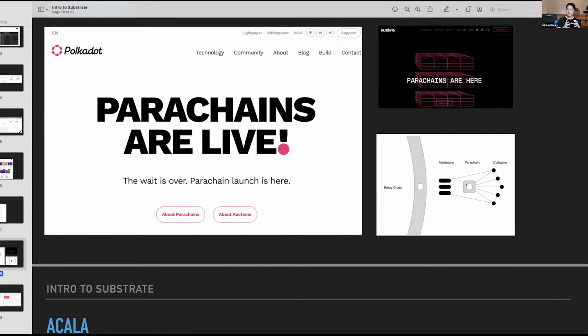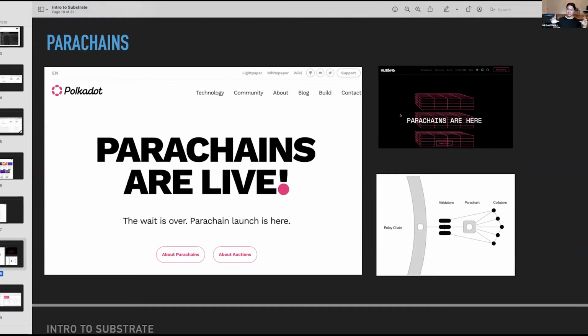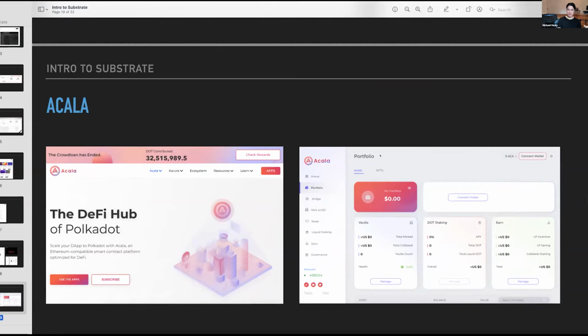And effectively, Parachains are their own layer 1 blockchains, which connect up to the parent relay chain. So it's quite a complex concept, the idea of layer 0, layer 1, but Parachains are effectively layer 1s, and relay chains are layer 0s. They take care of a lot of the consistent security side. Here you can see Acala. So Acala, they call themselves the DeFi hub of Polkadot.